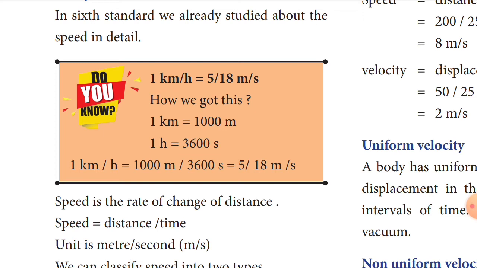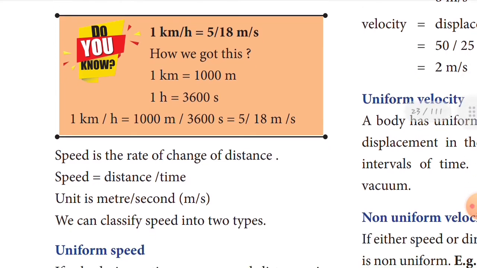And next, write the formula. Speed is equal to distance by time. Sometimes they ask to define speed and write the unit and the formula also. You have to write both of them. Speed is equal to distance by time. The SI unit of speed is meter by second.